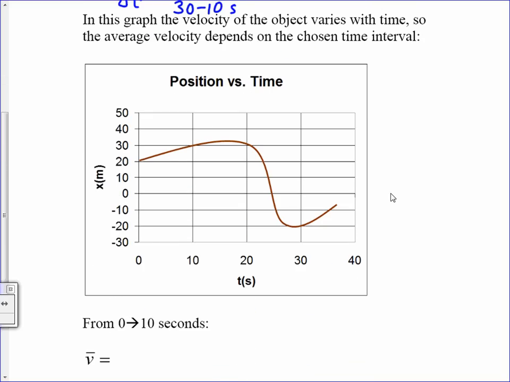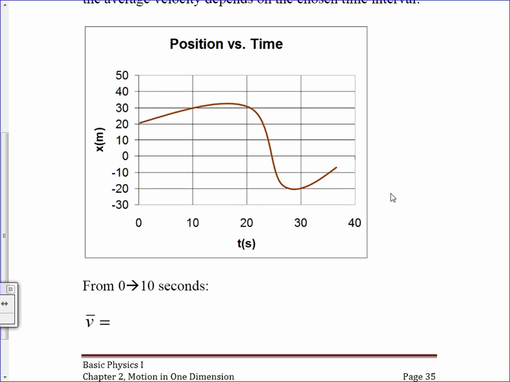Now in this graph, the velocity of the object varies with time, so the average velocity depends on the chosen time interval. So for example, if I take from 0 to 10 seconds, then that's going to be 30 minus 20, divided by 10 minus 0. And that's equal to 10 over 10, or 1 meter per second. So what I've done there is I've just found the slope of this line right here.